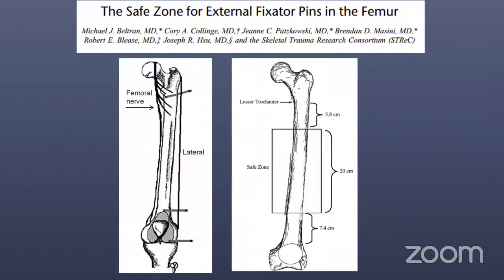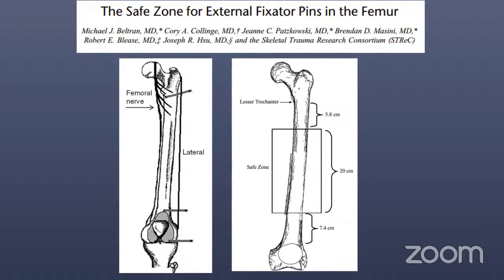And this paper actually discusses the use of the anterior surface of the femur for putting a fixator pin. In this cadaveric study, the authors have found that the last branch of the femoral nerve is located at an average distance of around 5.8 centimeters, or roughly 6 centimeters, distal to the lesser trochanter.